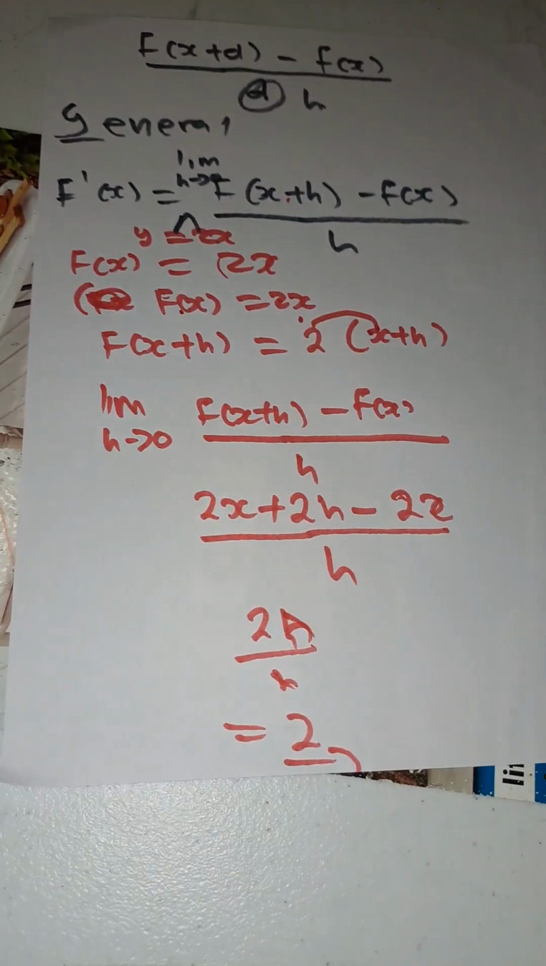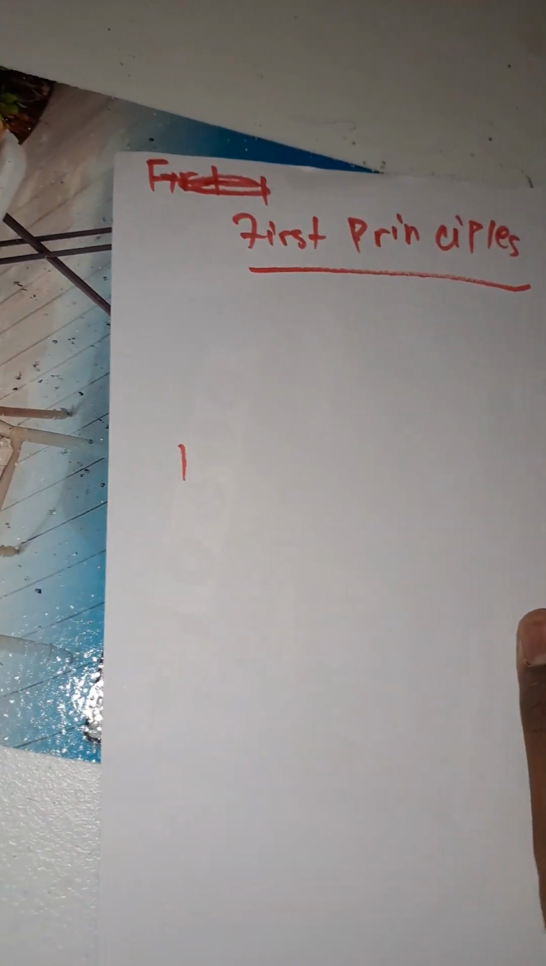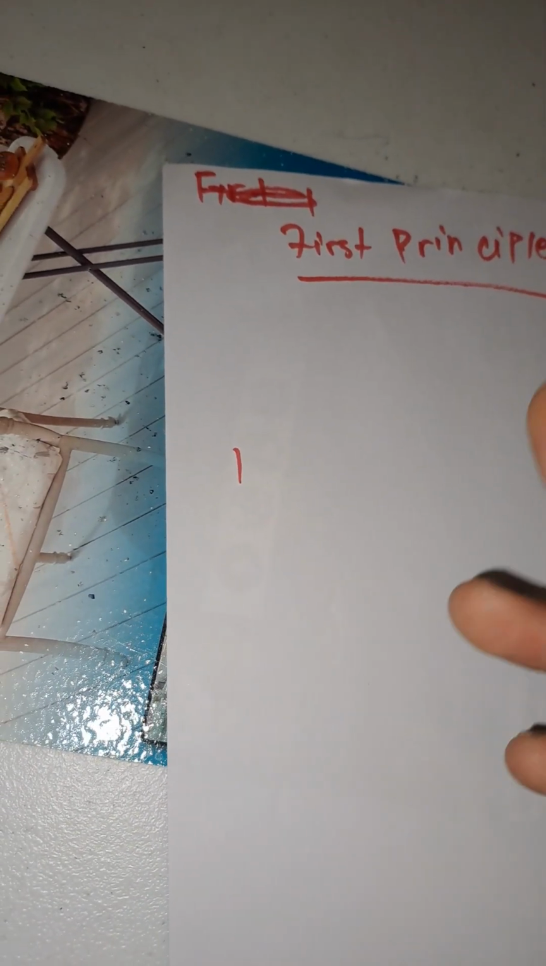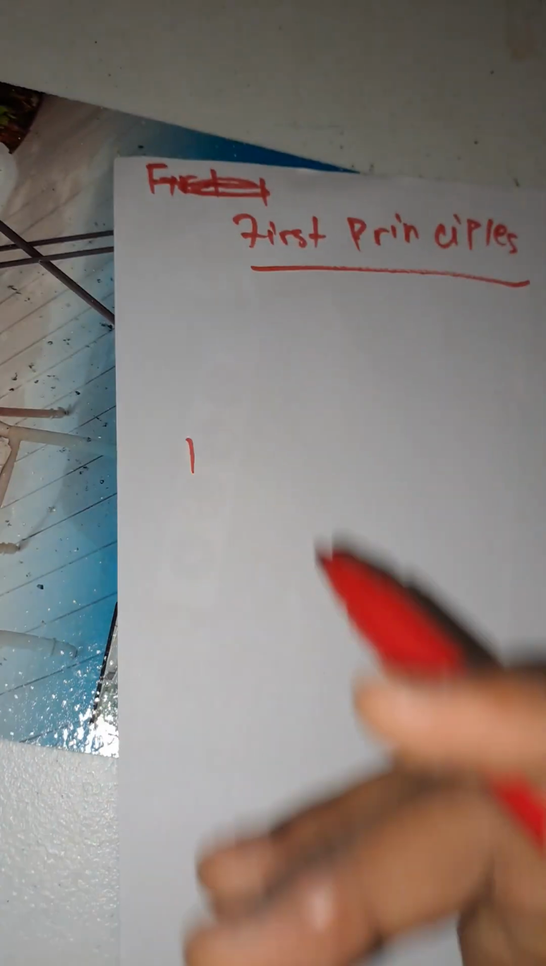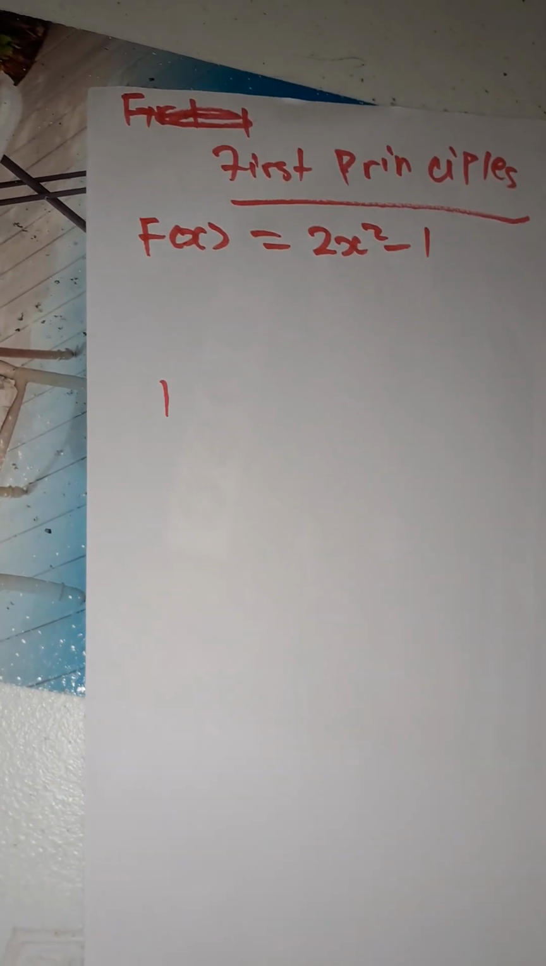Okay, so now let's do first principles. Using first principles, you are using the equation given and then substituting it into the equation of calculus. So, determine using first principles, the derivative of f of x is equal to 2x squared minus 1. Don't be scared. The first thing that you must do is substitute and get your value.